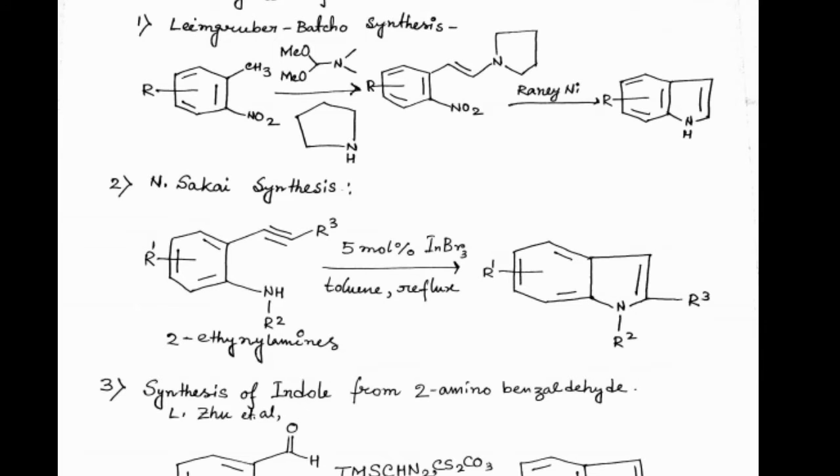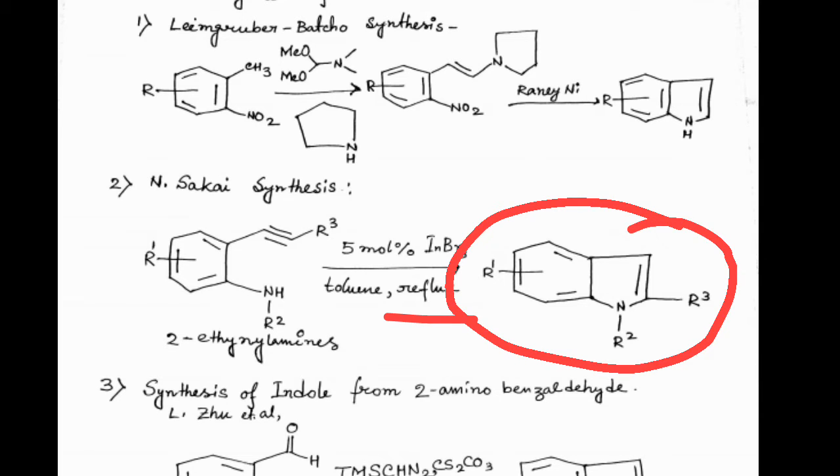Now Sakai synthesis is the synthesis where an ethynyl group is present in this substituent here, that is your ethynyl group. That is why the compound is a 2-ethynyl aniline derivative, and in the presence of toluene under reflux condition, and the reagent used is 5 mole percent indium bromide. A cyclization reaction, a cyclic ring formation reaction, takes place, and after the cyclization we get the final substituted indole derivative.